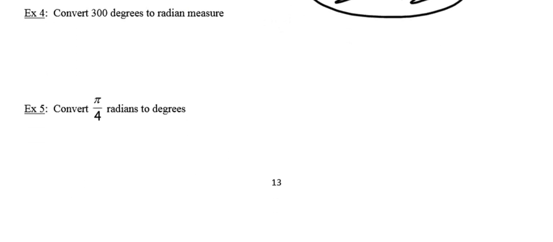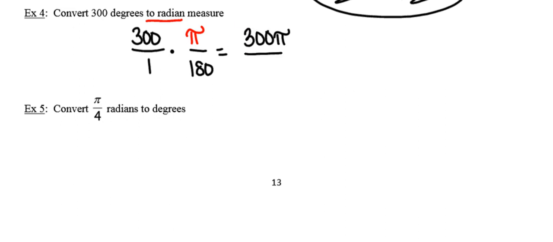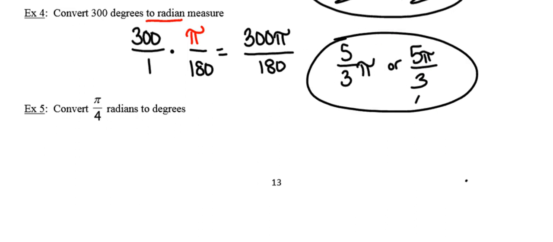Number 4 asks me to convert 300 degrees to radians. So again, I'm going to start with that 300 degrees, which I'm going to place over 1. I want to go to radians, so pi radians becomes the numerator of my fraction. 180 degrees becomes my denominator. Go ahead and multiply the numerators, multiply the denominators, and then use your calculator to simplify the fraction. So it is either equal to 5/3 pi, or if you prefer, 5 pi over 3. They name exactly the same value.